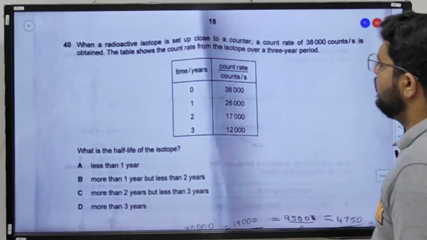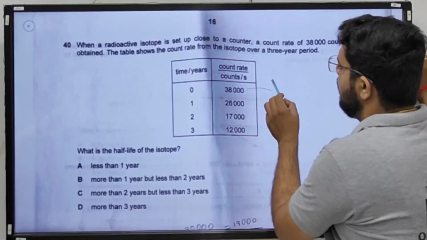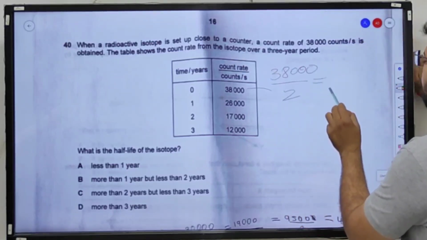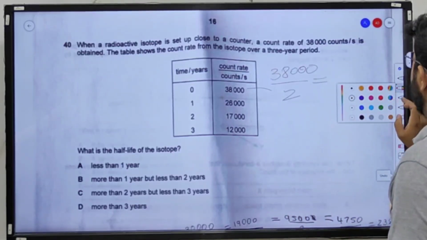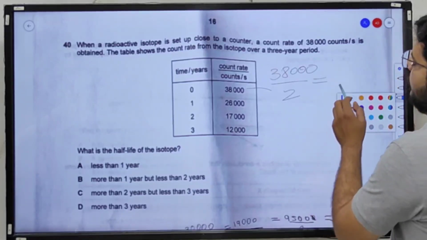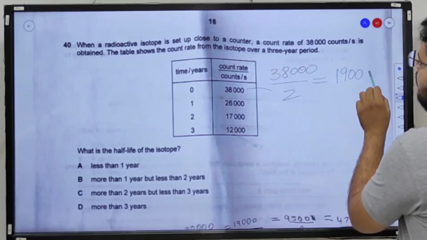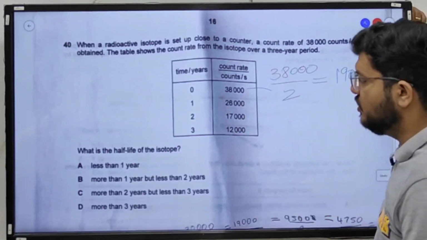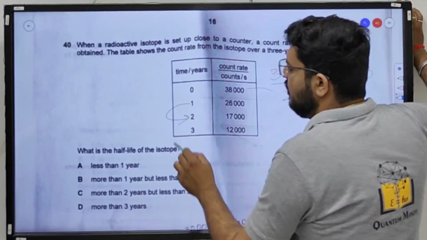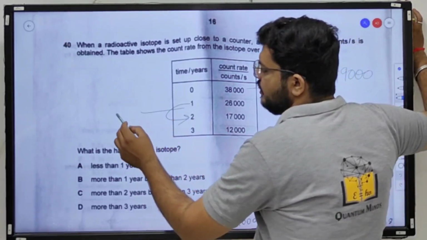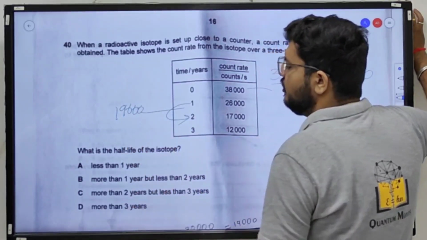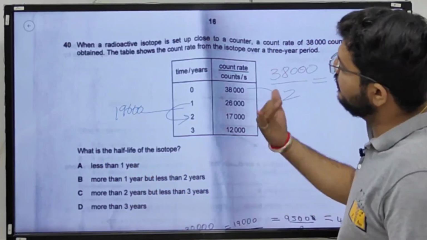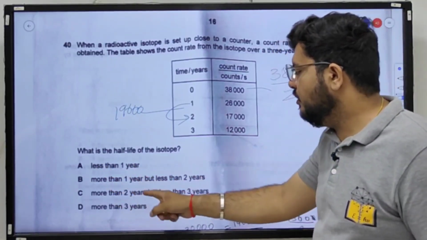Let's check. So first you have a count rate of 38,000. It becomes half. So 38,000 divided by 2 will give you 19,000. Correct? So does it become 19,000 in 1 year? No, it does not. It becomes 19,000 somewhere between the first and second year. Now, just for the sake of understanding, is the half-life less than 1 year? No, it's greater than 1 year, less than 2 years. More than 1 but less than 2.